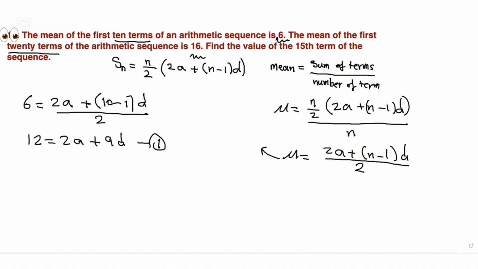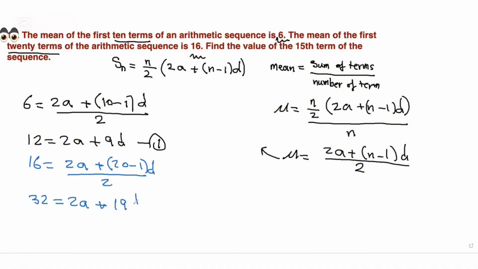For the second part of this word problem, the mean of the first 20 terms of the arithmetic sequence is 16. So I'm going to write 16 equals 2a plus 20 minus 1, d, all over 2. I forgot to write the d there. Now we cross multiply the 2 into the 16, which gives me 32 equals 2a plus 19d, since 20 minus 1 is 19. We'll call this equation number 2.